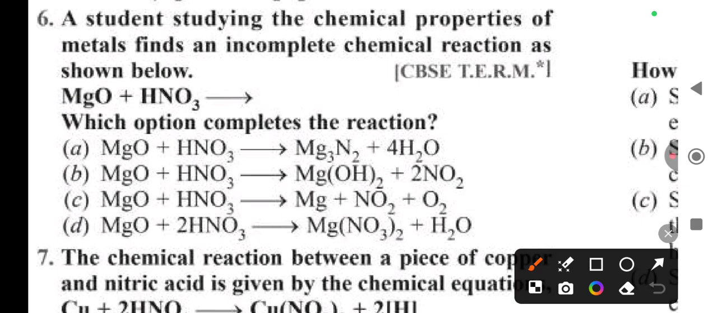Our next question is, a student studying the chemical properties of metals finds an incomplete reaction as shown below. Magnesium oxide plus nitric acid. Okay, so what will be the product? You have to check.